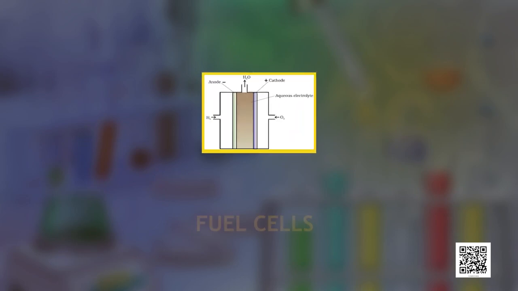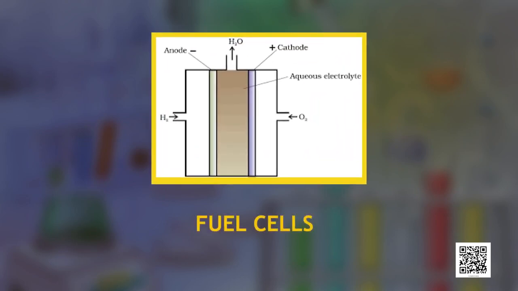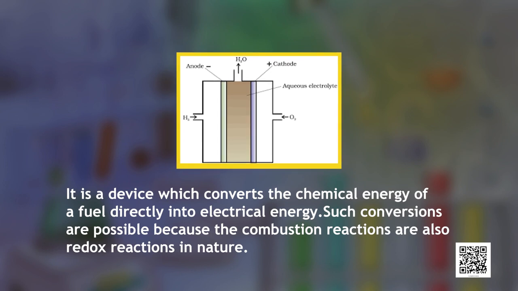The third category of batteries is fuel cell, which is a device to convert the chemical energy of a fuel directly into electrical energy. Such conversions are possible because of the redox reactions taking place during combustion of fuel. Hydrogen-oxygen fuel cell is one such fuel cell commonly used.